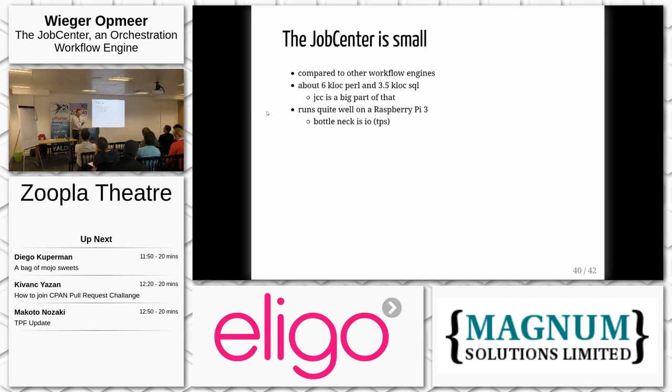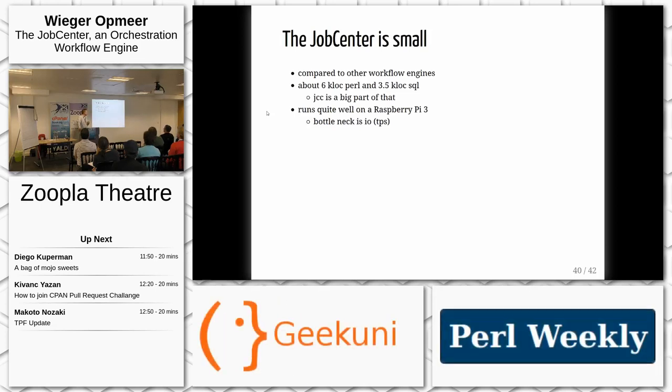Okay, the JobCenter is actually small. I should have put some numbers from other workflow engines in there, as I looked at quite a lot of them, most of the open source ones. Most of them are large, lots of code, lots of complexity. JobCenter is reasonably small. The actual work is done in the SQL stored procedures, and that's 3,500 lines of code. And there's 6,000 lines of Perl, most of which is the compiler, because writing compilers is quite hard work.